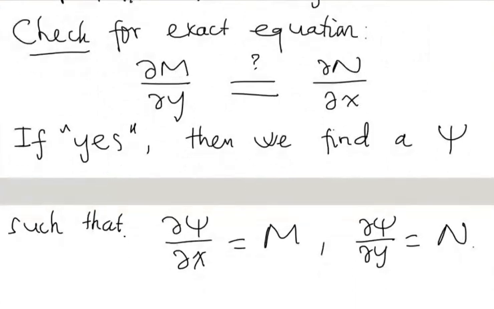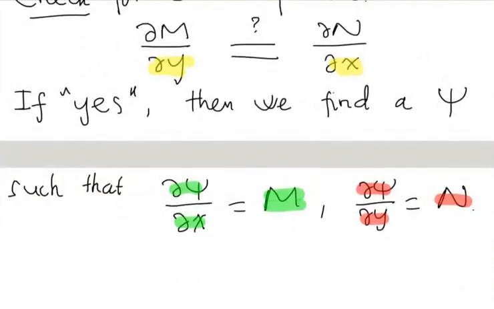Now, please be careful when you write out the partial derivative. For checking exact equation, we look at partial m partial y and partial n partial x. But when we find the function psi, we need to look for partial psi partial x equal to m and partial psi partial y equal to n. So the partial derivative is different here.